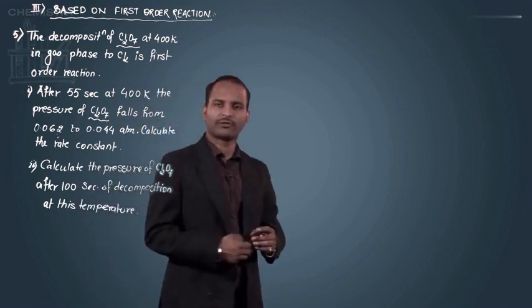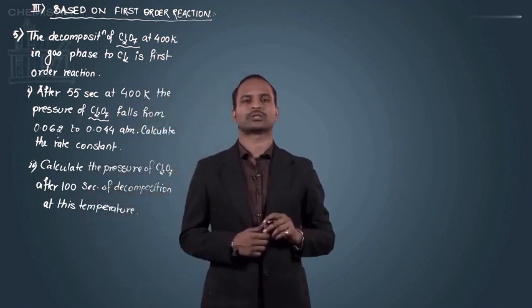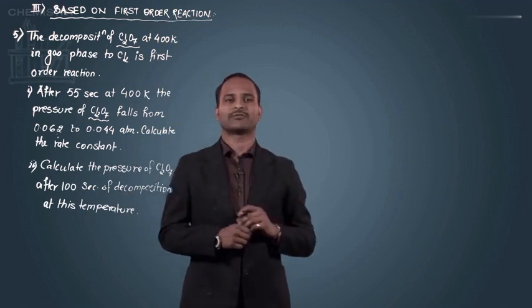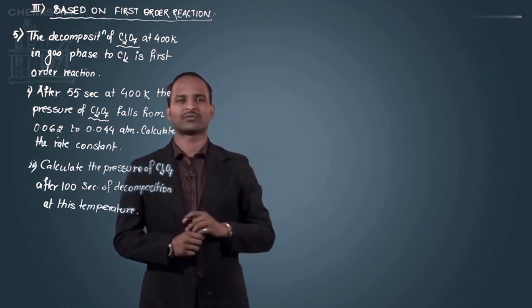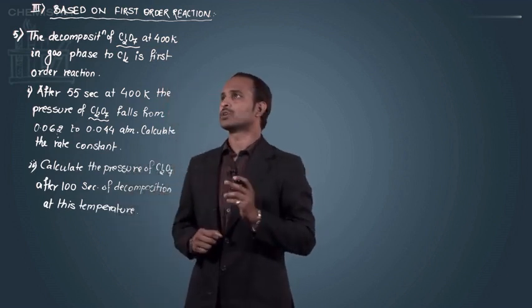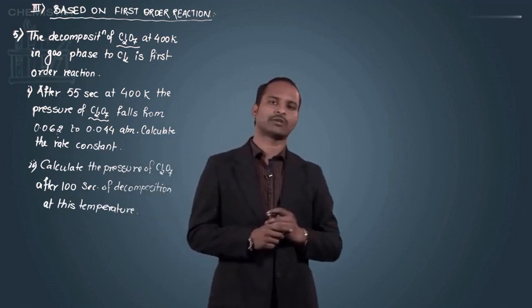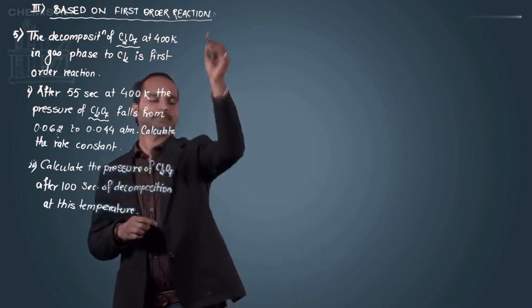Now we have a formula for determining the value of K. For the rate constant we have the formula 2.303 upon t log to the base 10 a naught upon a t, where a stands for the concentration. But in the beginning of the chapter I said that instead of concentration we can use pressure also. So here we have a pressure of a reactant, so instead of a naught upon a t, we can use P naught upon PT.